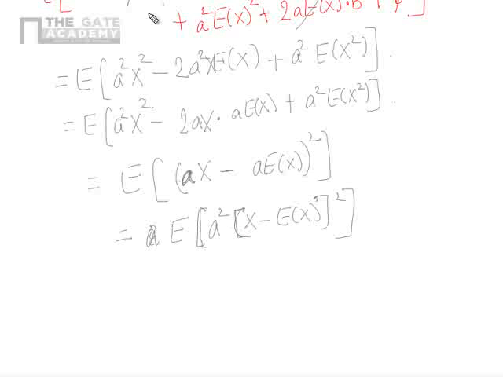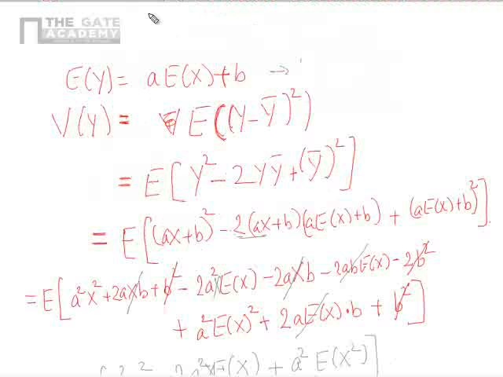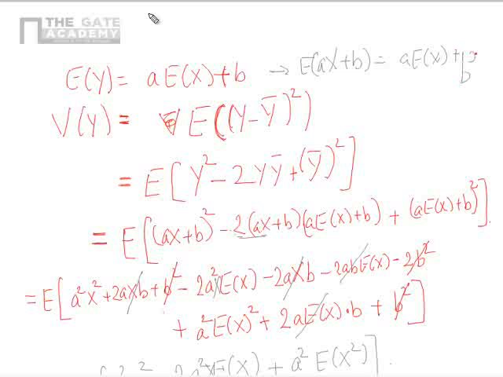Correct? Now a is a constant, so it is not going to affect this. See, remember E(ax plus b). See this thing here. Y is nothing but ax plus b, right? E(ax plus b) is nothing but aE(x) plus b. Correct? Yes or no? So it's as good as saying that this a can be brought outside, correct?